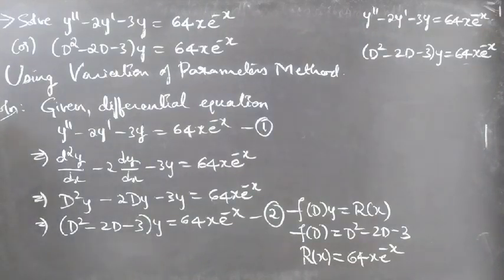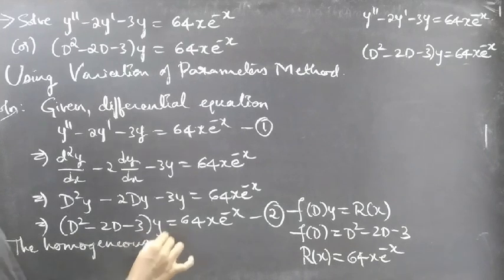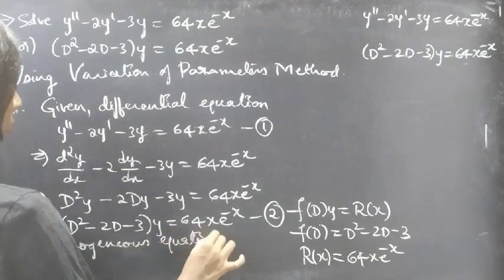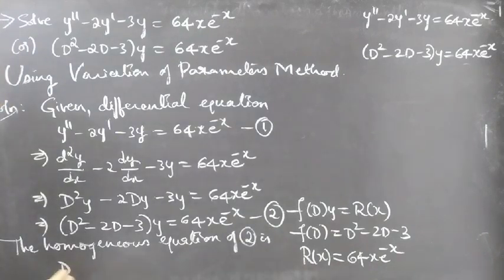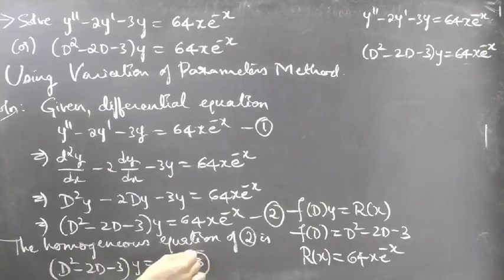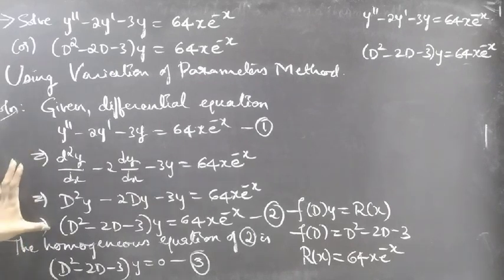Let's now write the homogeneous equation of equation 2. The homogeneous equation of 2 is (D square minus 2D minus 3) into y equal to 0. Consider as equation number 3. Now we'll find the solution to homogeneous equation using the auxiliary equation, and later using the solution of homogeneous equation we'll find the general solution of the given equation.